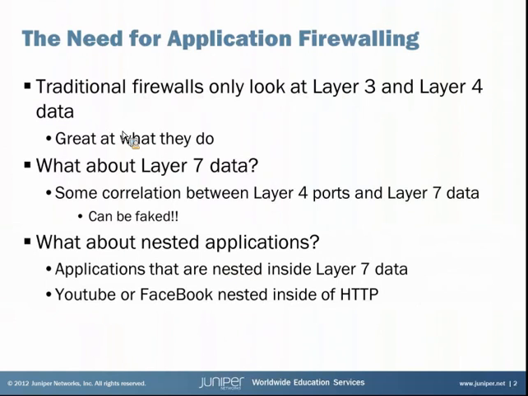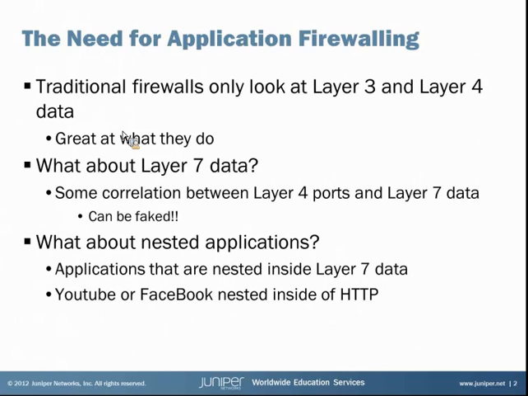Traditional firewalls are great at what they do. However, they only look at layer 3 and layer 4 data. And what about layer 7 data? There is some correlation between layer 4 ports and layer 7 data. For example, TCP port 80 is typically web traffic. It typically uses the protocol or the application HTTP. But this can be faked.